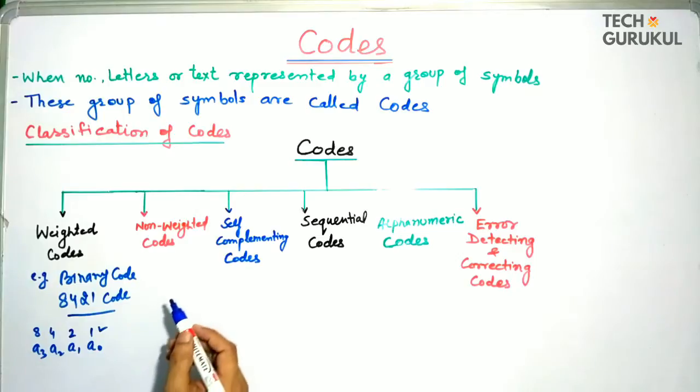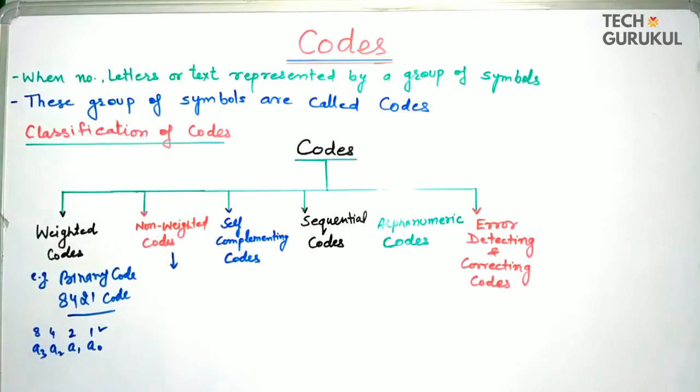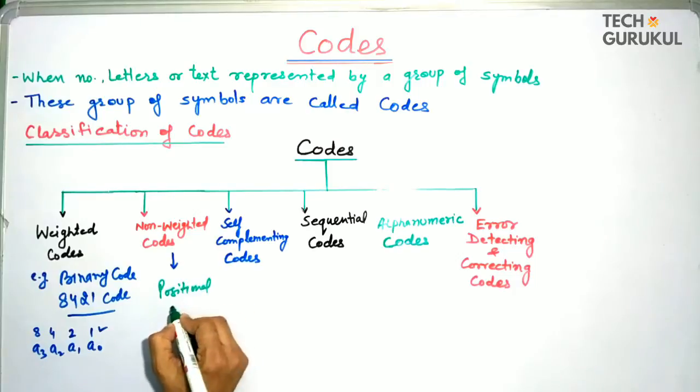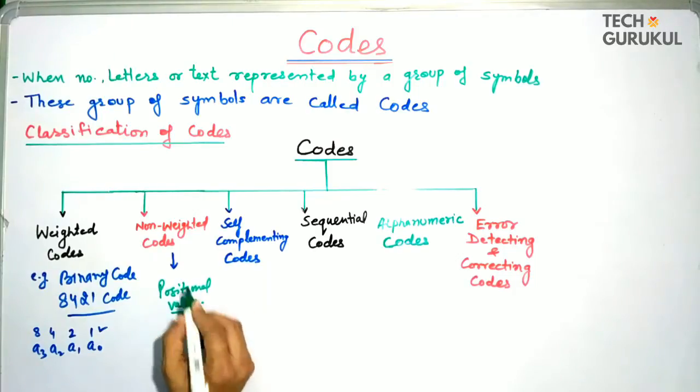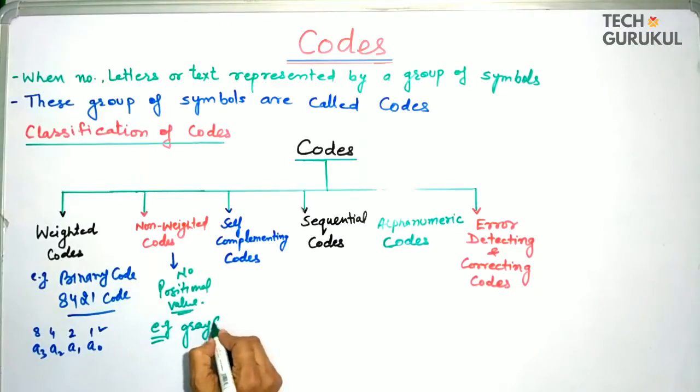Now non-weighted codes means these codes have no positional value. These codes have no positional values, no weights. Examples for these codes are Gray code. Another is XS3 code. These are the non-weighted codes. They don't have any positional values.